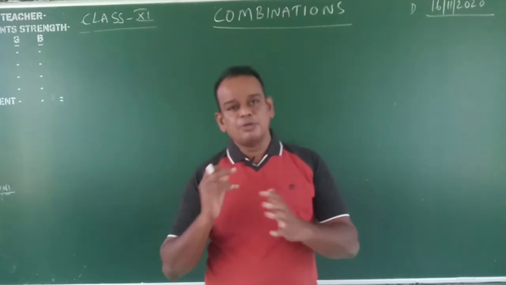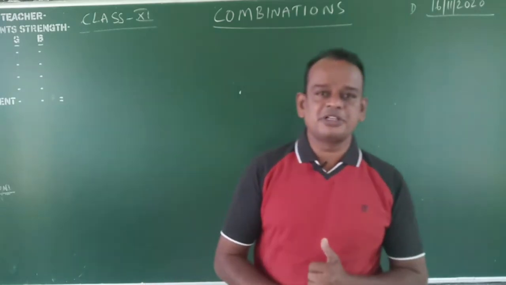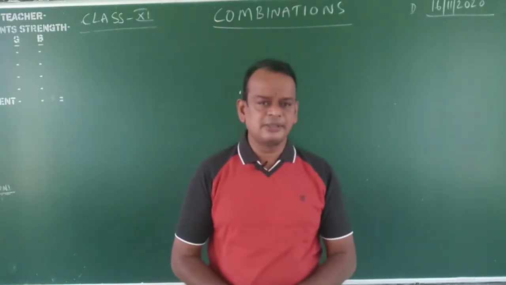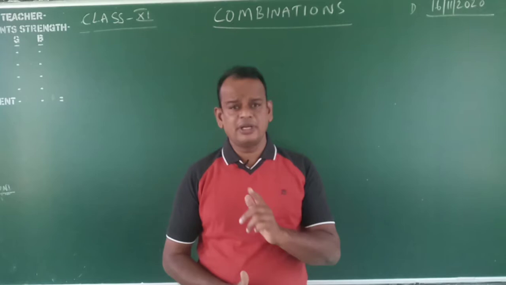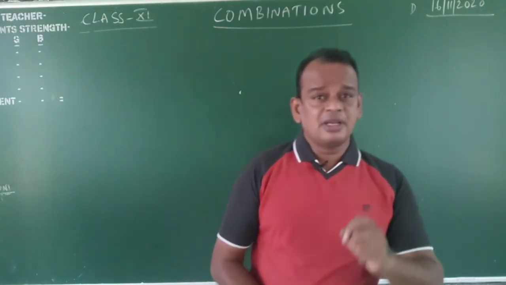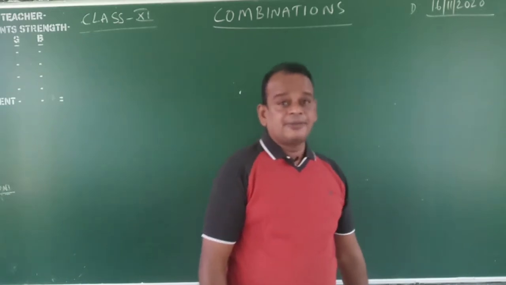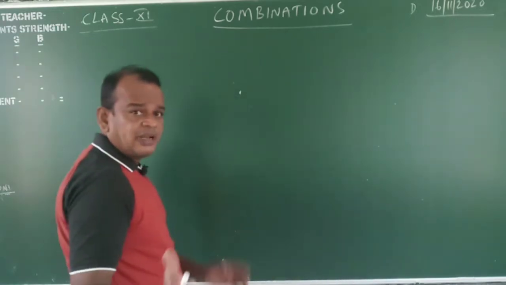First, remember the difference between permutation and combination. Permutation is the arrangement of objects. Permutation means arrangement of the objects, my dear students. Once again, I will explain.